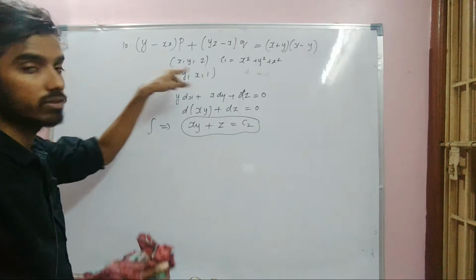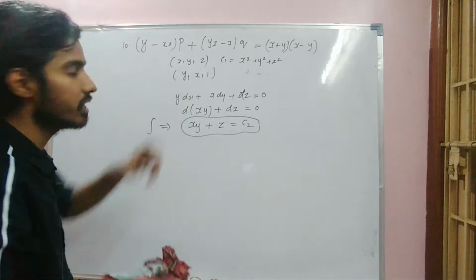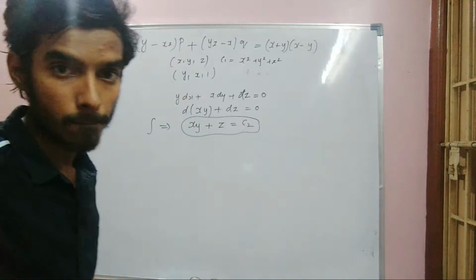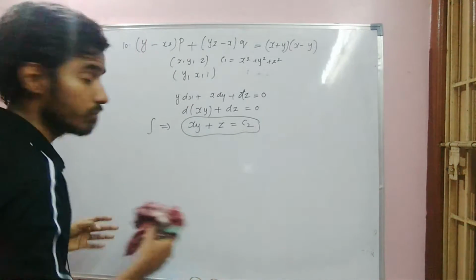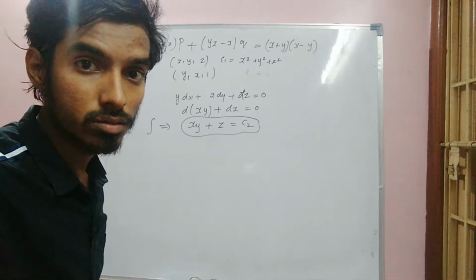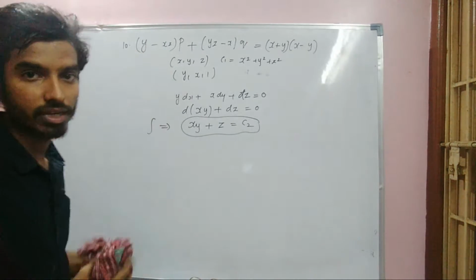So first multiplier is x comma y comma z, second multiplier is y comma x comma 1. Answer need not be unique. Yes, y x 1 is the second multiplier.